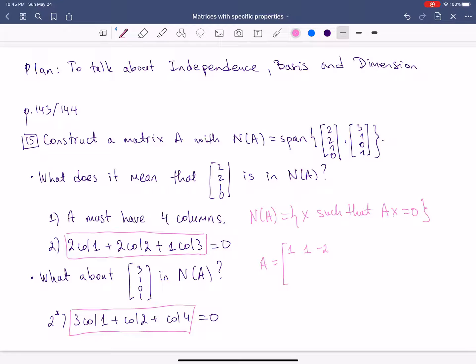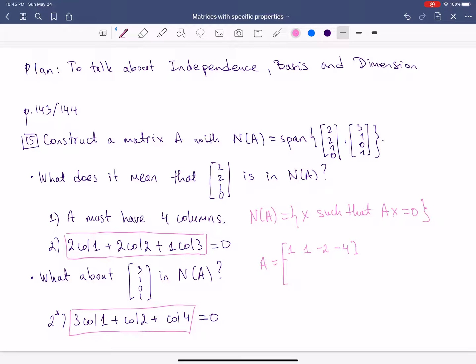So column 1 and column 2 have been set up. What about column 4? So 3 times column 1, that's 1, plus column 2, that's a 1. So that's 4 from the first two columns. Plus the last column should be 0. Well, that means the last column had better be a negative 4. Could this one row, like this, be our matrix A? The answer is no. Why is that?